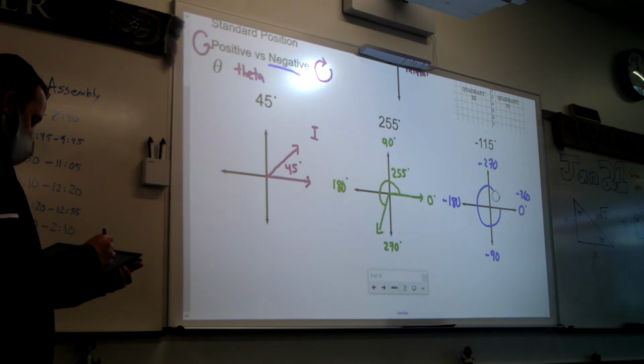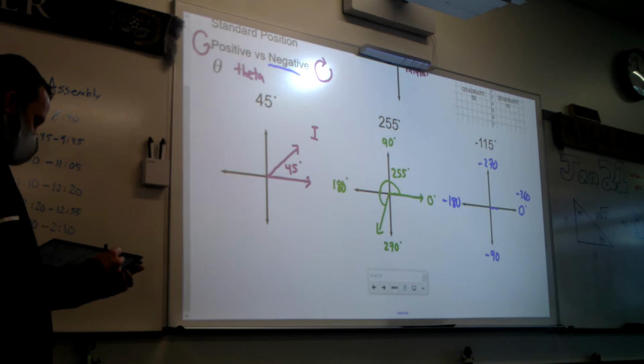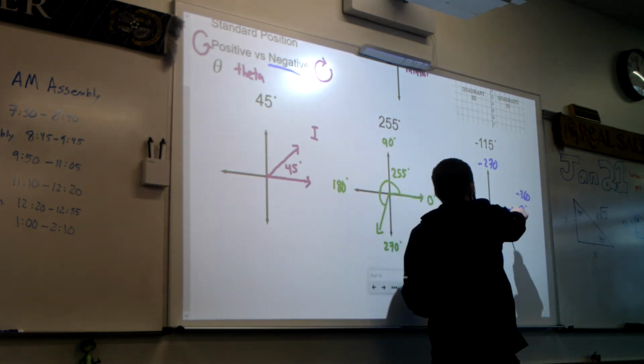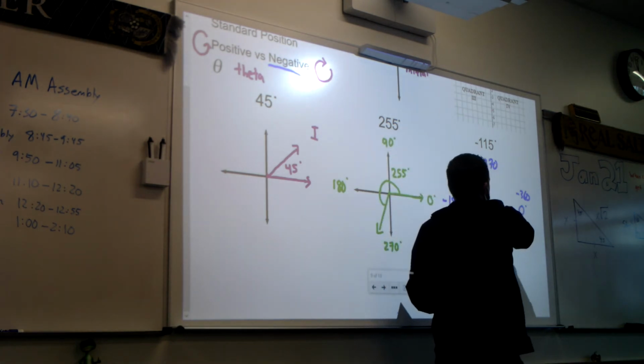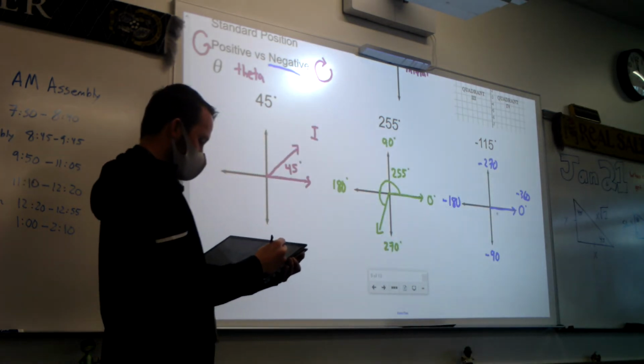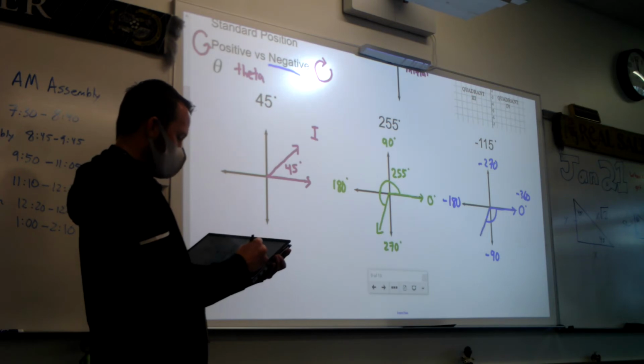Now, let's go through this. My positive x-axis stays the same, but I'm going to go negative 115. Is negative 115 more than negative 90? Yes. Does it go past negative 180? No. So I'm just going to show it going clockwise because it's negative, and it gets about 25 more than 90. So it gets in there a little bit like that.